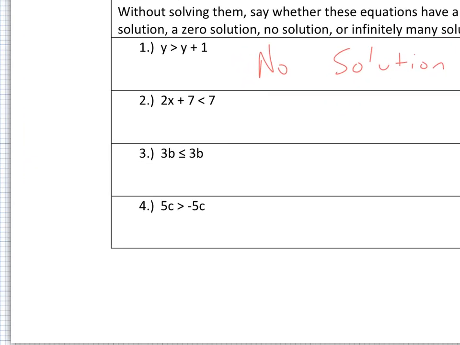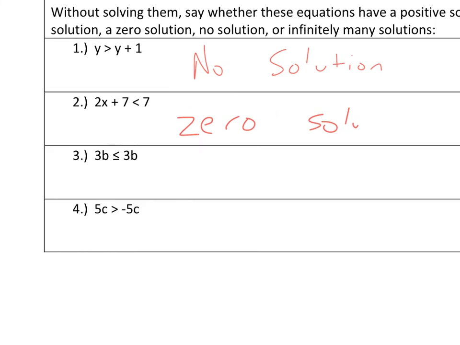2x plus 7 is less than 7. Well, think about solving this. You don't actually solve it, but I would have to subtract 7, and 7 minus 7 is 0. 2x would be less than 0. That's because you're going to get a solution of 0 when you solve this.